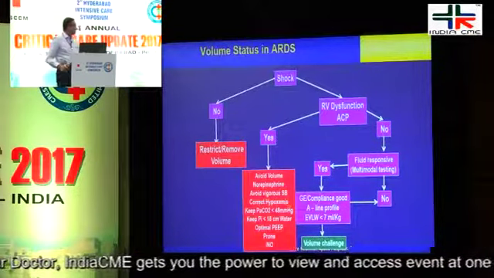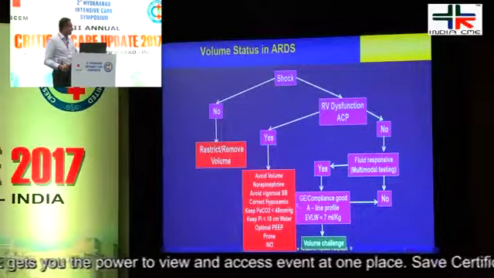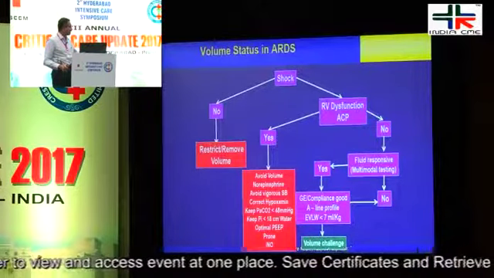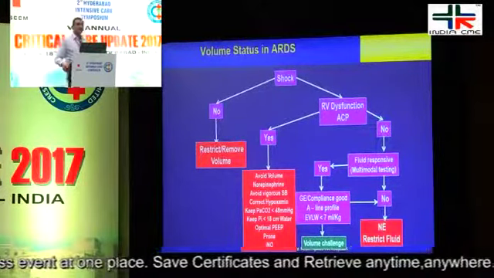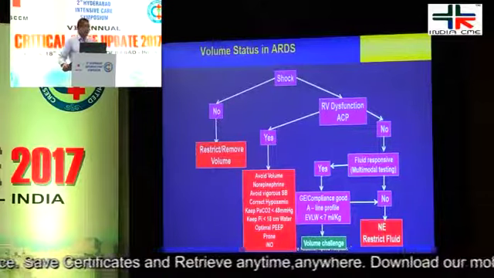If on the other hand my gas exchange is poor, my compliance is poor, I have a B line profile and my extravascular lung water is much more than 10 ml per kilo, I would probably use norepinephrine and then restrict fluids in these patients as well.